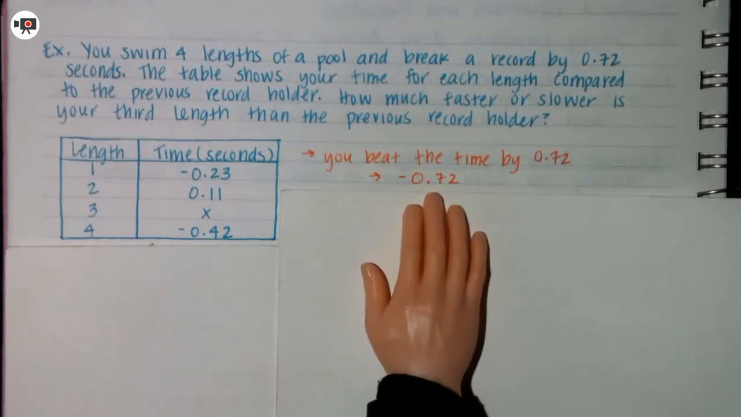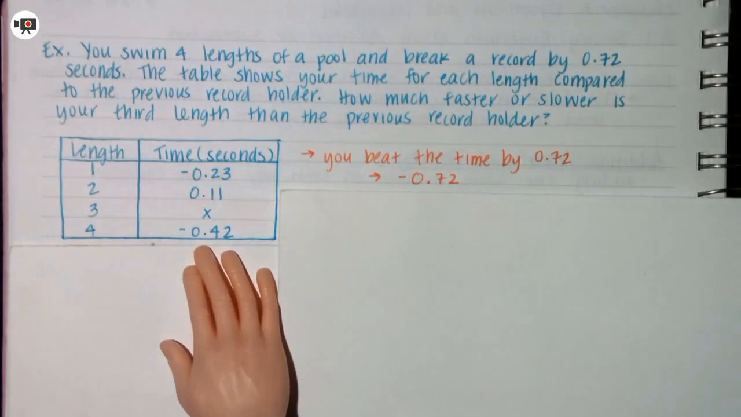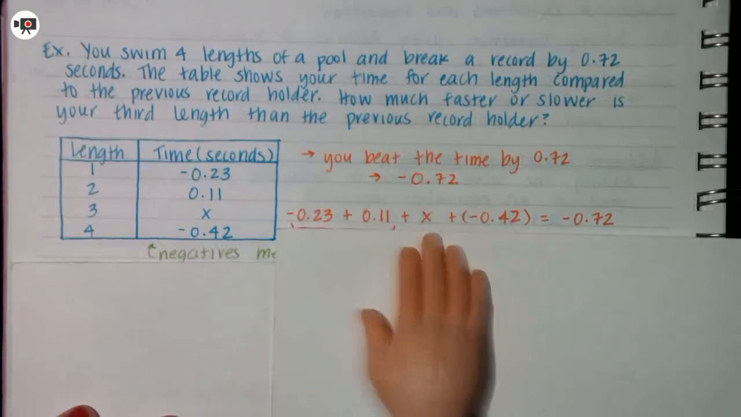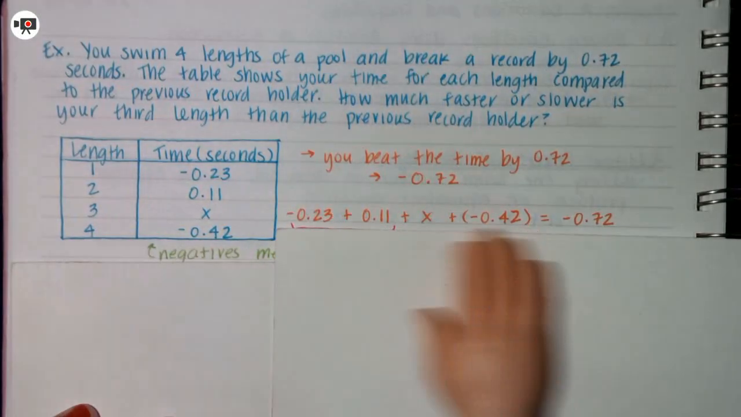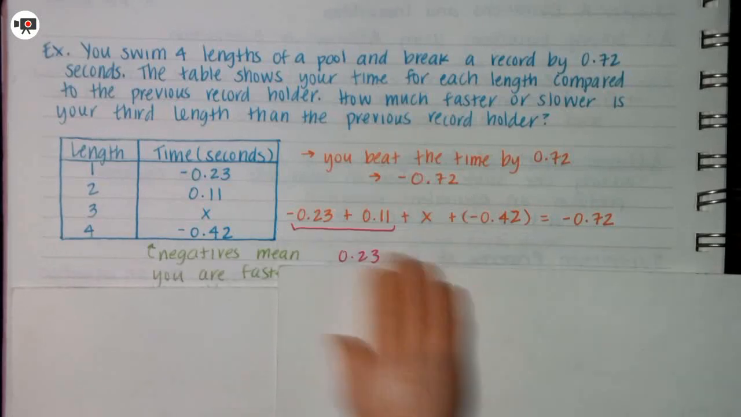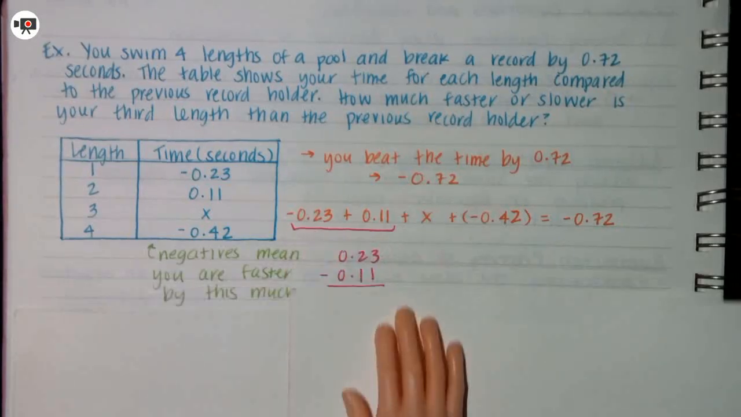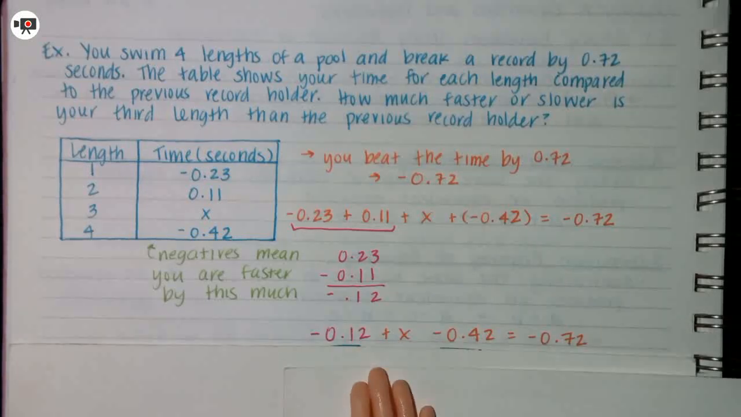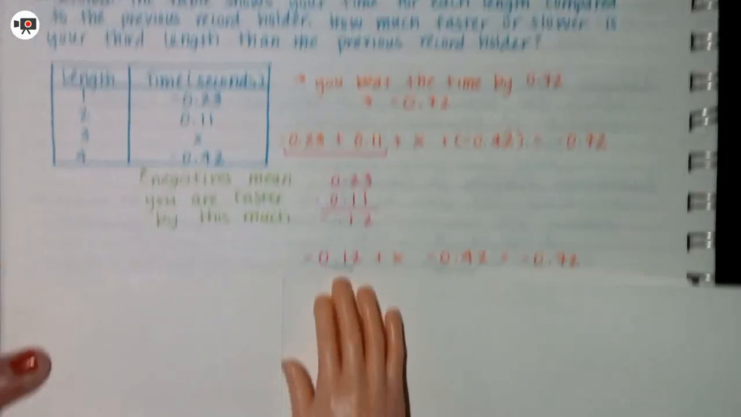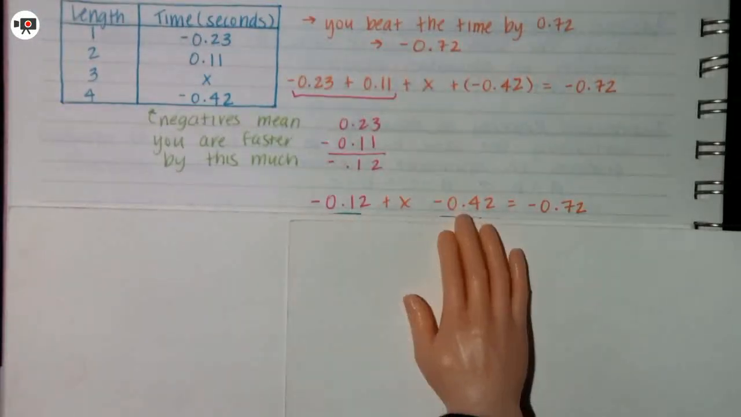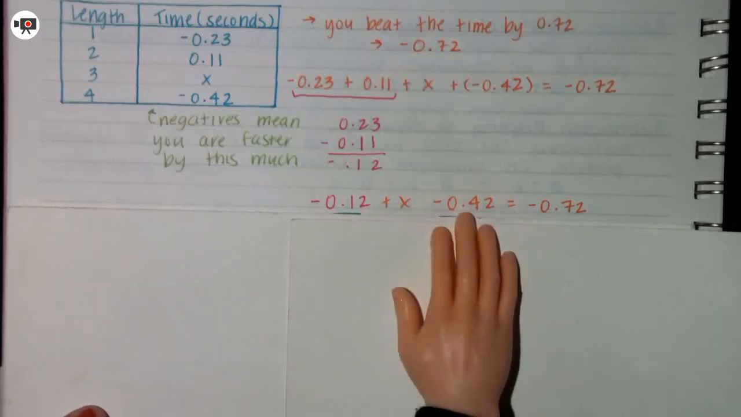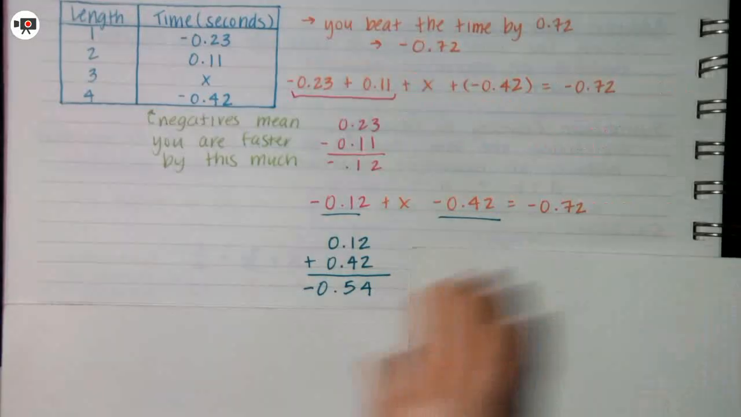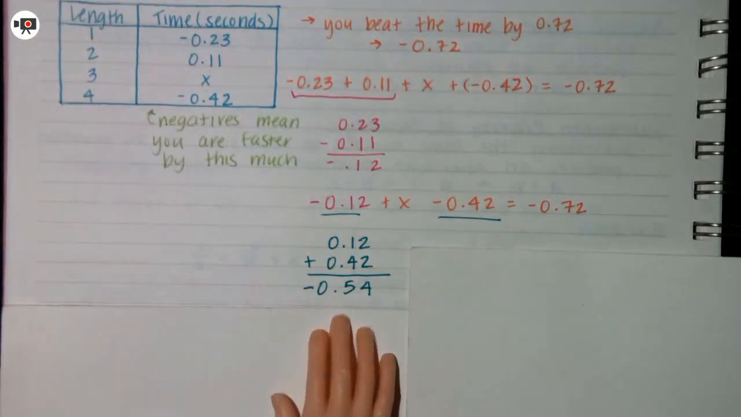So this is my overall time, and if I combine all my times from each lap, it should equal my overall time. So I'm going to add all of them together, and then I'm going to solve for x. So negative 0.23 plus 0.11 is negative 0.12. Then I have negative 0.12 plus x minus 0.42. So now I'm going to combine these two numbers, and since they're both negative, I'm going to add them together to make a negative 0.54.